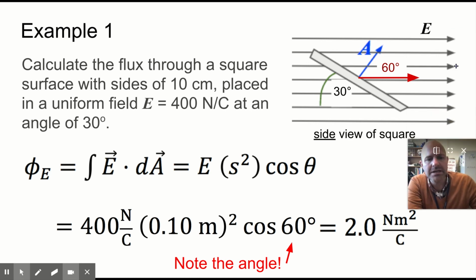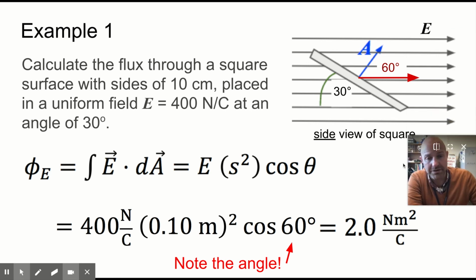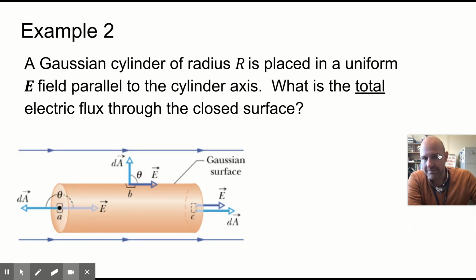Which the unit, I will say, is not the most intuitive unit. I mean, it comes out just fine. It's newtons per Coulomb, which is electric field, and then area, which is meters squared, but not necessarily a pretty unit and easy to remember. So how do we use this?